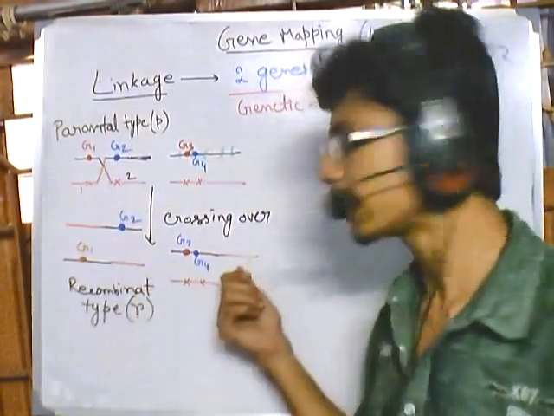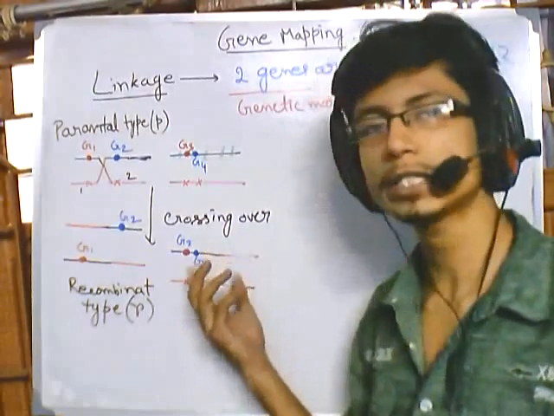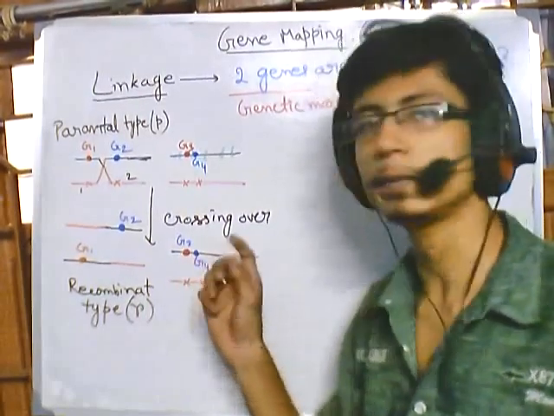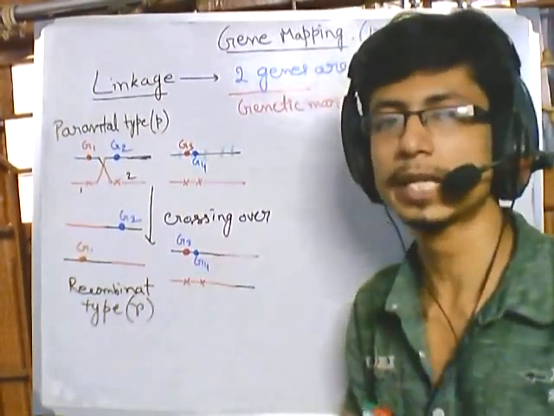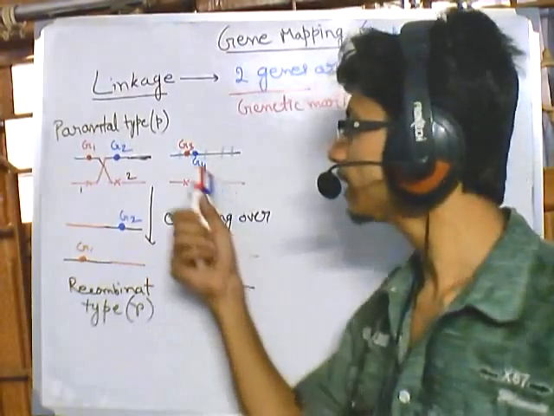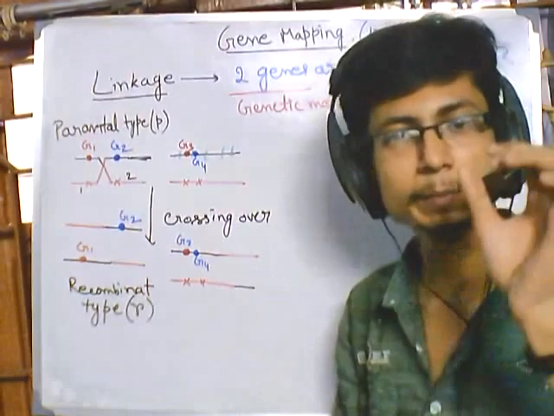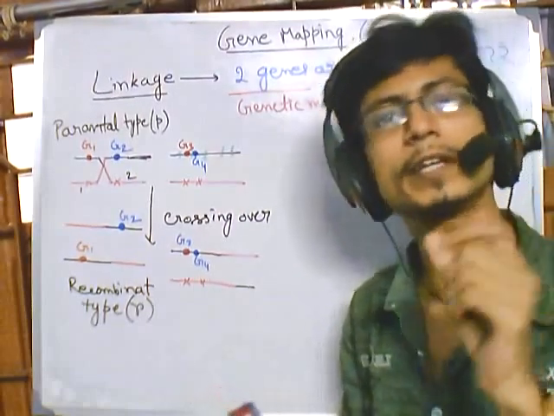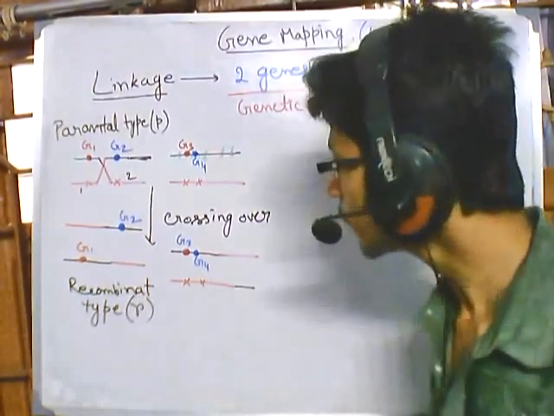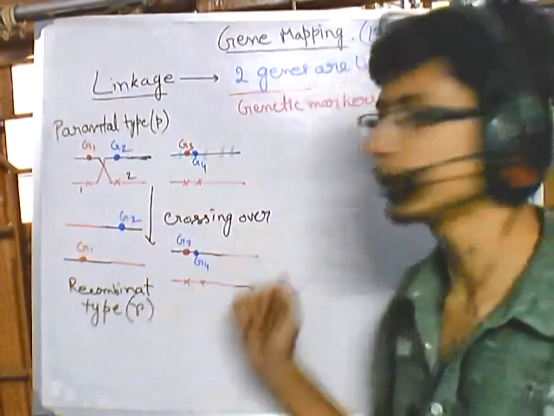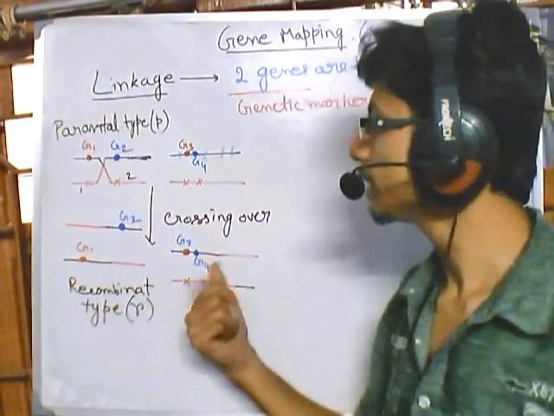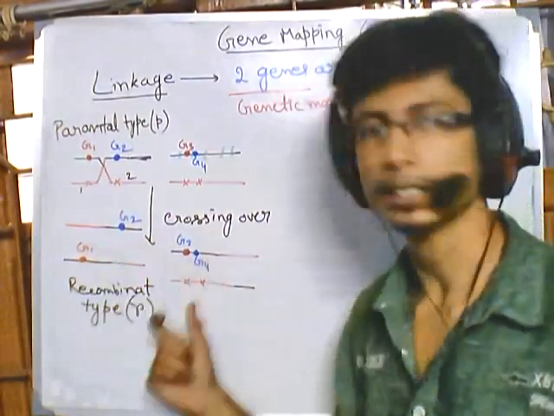But in this case we cannot tell, because whether the recombination happens, this G3 and G4 remains together. But the question arises, can this G3 and G4 be separated? Yes, they can separate, but the probability of separation is very low. So due to this random crossing over and swapping of genetic segments, we can have the change.